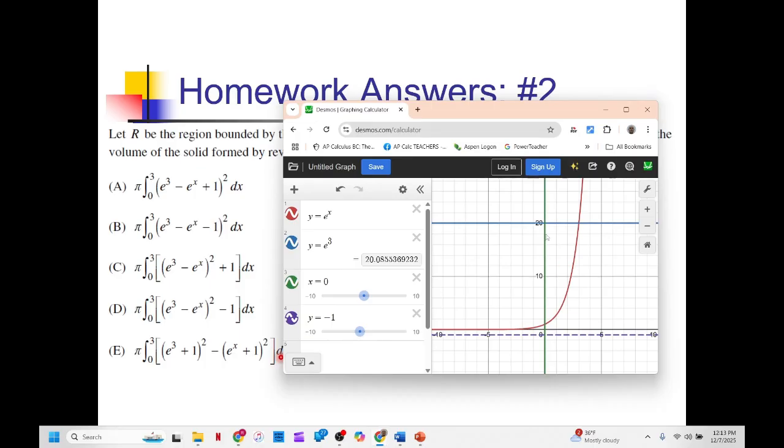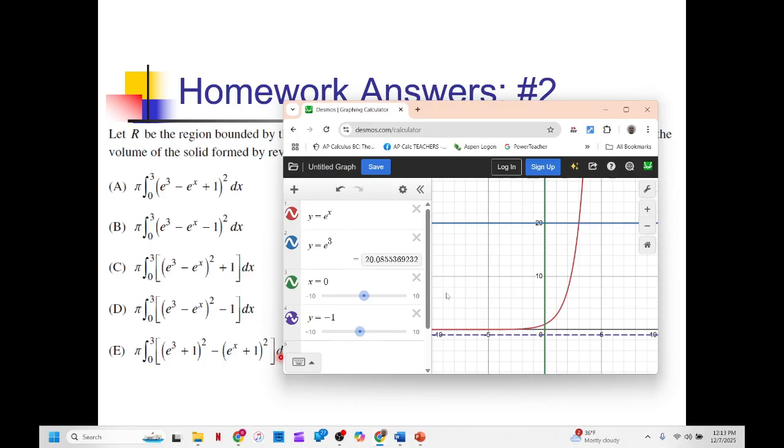So we start here at 0. The line x equals 0 gives us that. But we need to figure out where e to the x and e to the third intersect. And you actually don't really need a graphing calculator to do this. Where does e to the x equal e to the 3? Well, you need x to be 3 for them to equal.